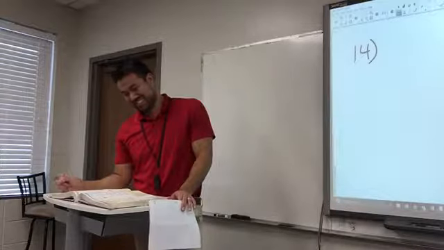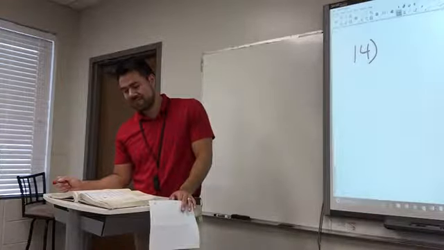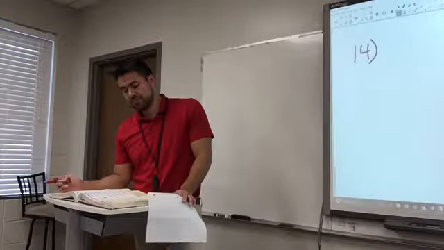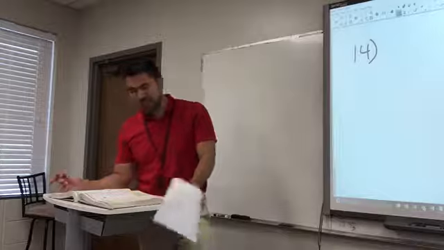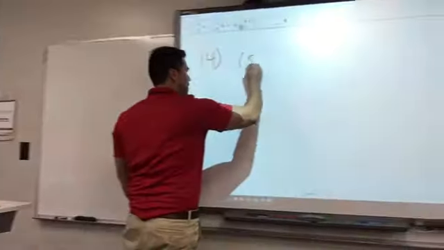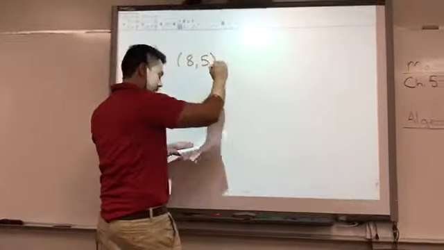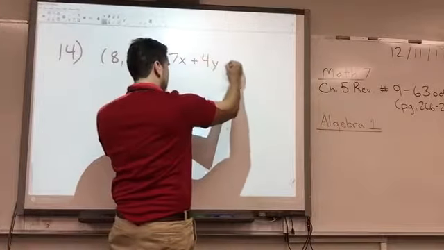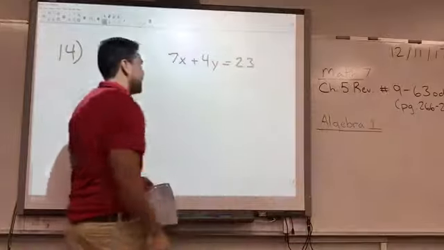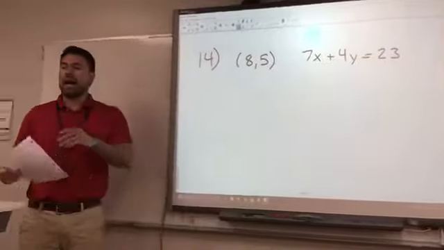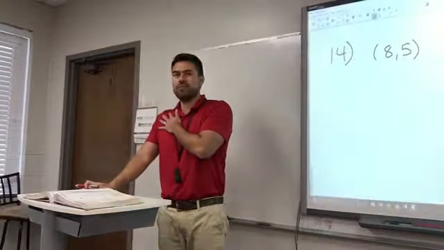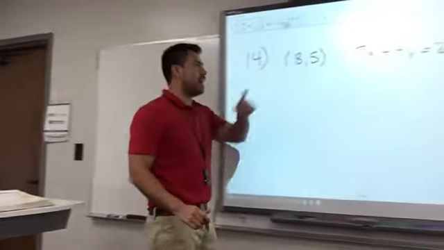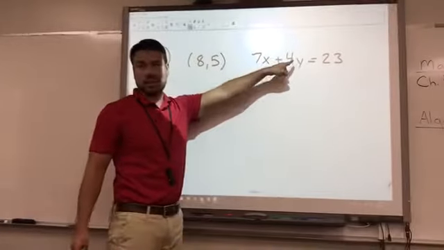Write an equation in slope-intercept form of the line that passes through the given point and is perpendicular to the graph of each equation. Okay, so they give me a point, (8, 5), and a given line equation, 7x plus 4y equals 23. I need an equation in slope-intercept form of a line that is perpendicular to this line.